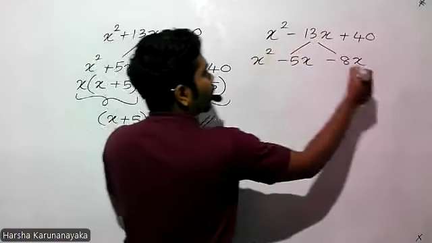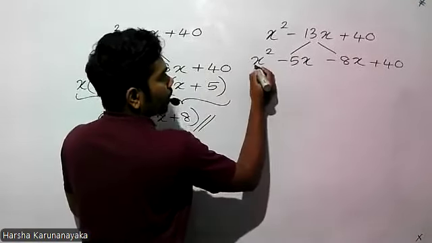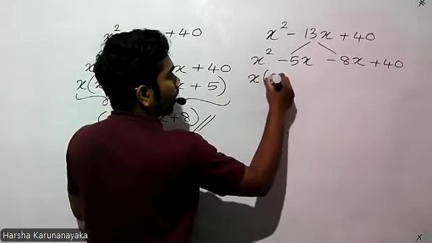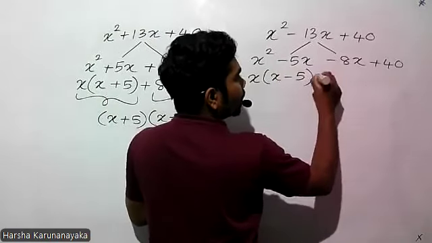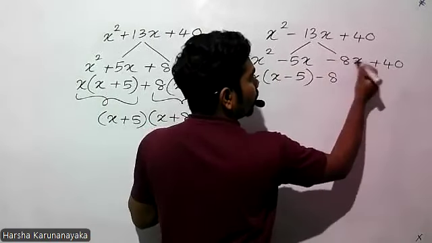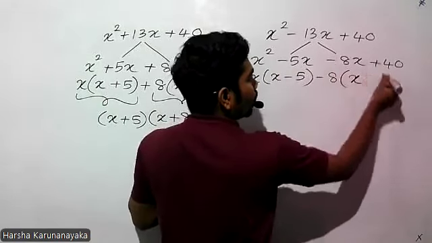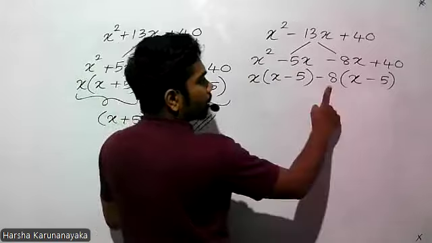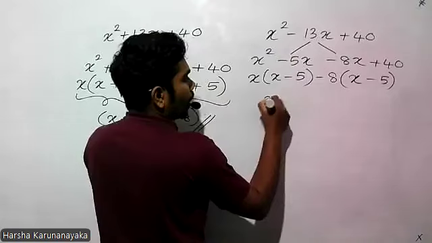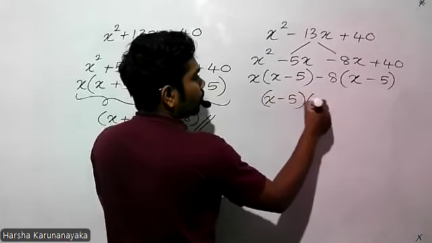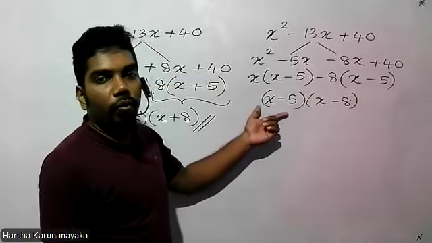x squared plus 40. The common term of these two is x, x minus 5. We can take minus 8 as the common term for these two. Then plus x minus into minus 5. Minus 8 into minus 5 equal to plus 40. Then x minus 5, x minus 8. Okay, we separate the two factors.